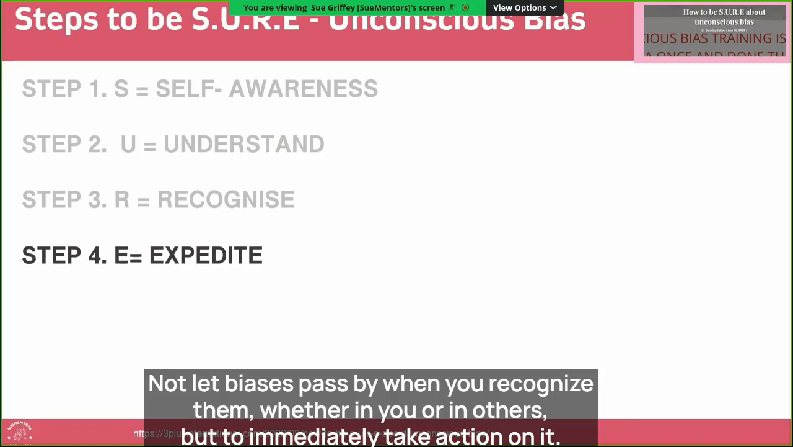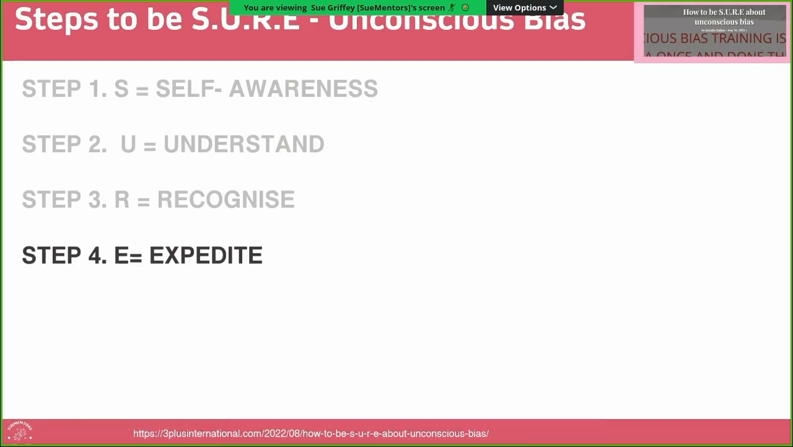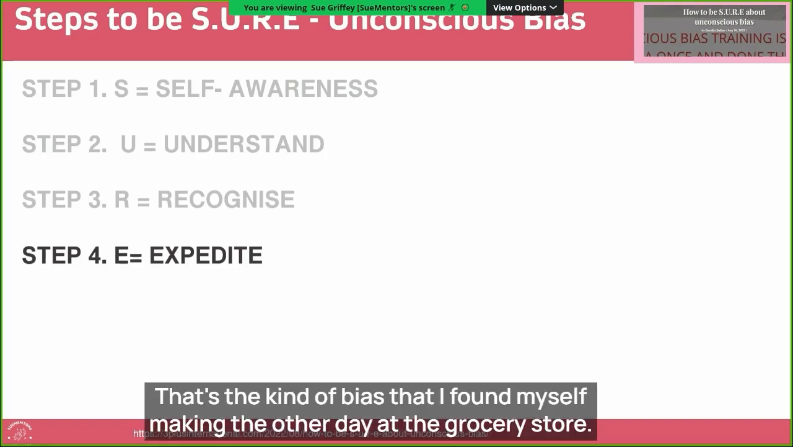And the last is to expedite: not let biases pass by when you recognize them, whether in you or in others, but to immediately take action on it. If you start to judge, oh, that person looks poor because her car that I'm parked next to looks like it's in really bad shape, I have no idea what her story is. She could have had to borrow the car from someone else just for the day. That's the kind of bias that I found myself making the other day at the grocery store.